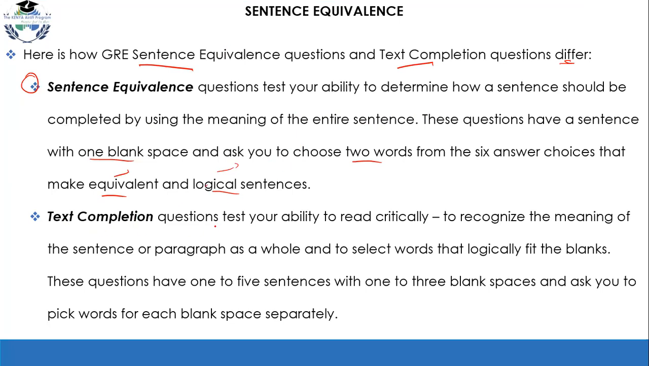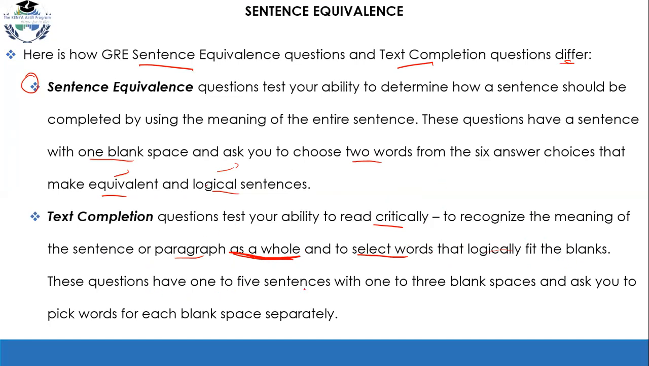Text completion, on the other hand, tests your ability to read critically. So you remember we were reading, it's going to be 2-3 blanks, to recognize the meaning of the sentence or paragraph as a whole. Because of the number of blanks, you have to recognize it as a whole and then select words that logically fit the blanks. All right, so only one answer for each blank. It could be 2 or 3 blanks. So you have to find a word that fills the blank correctly.